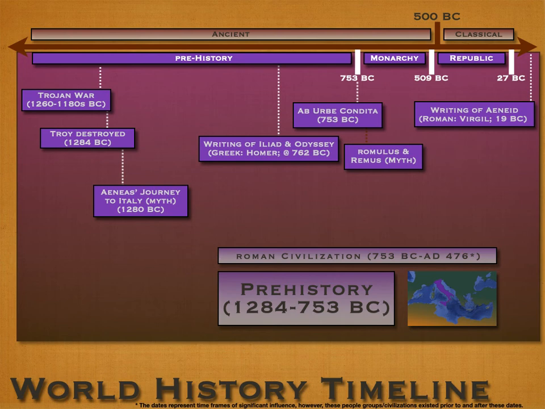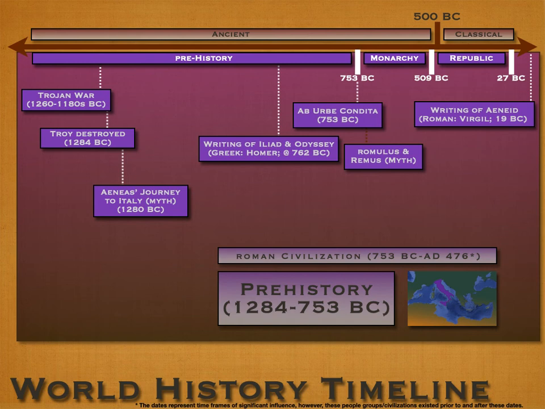Ab urbe condita, from the founding of Rome. That's what they call it. We use BC and AD. They use ab urbe condita as the means of declaring what time it was. So 753 BC is when Rome was founded. And all of this we know from the writings of Homer and Virgil.